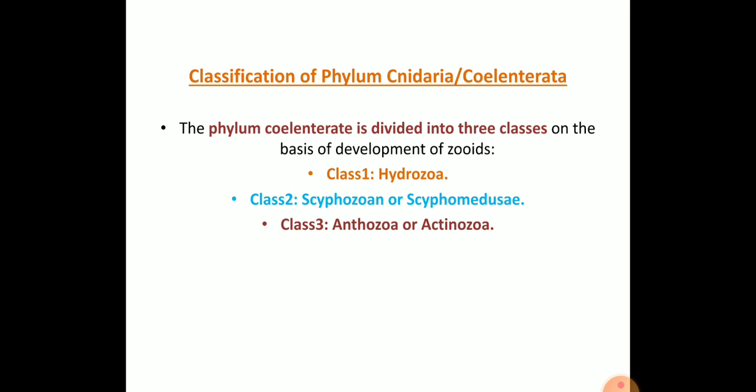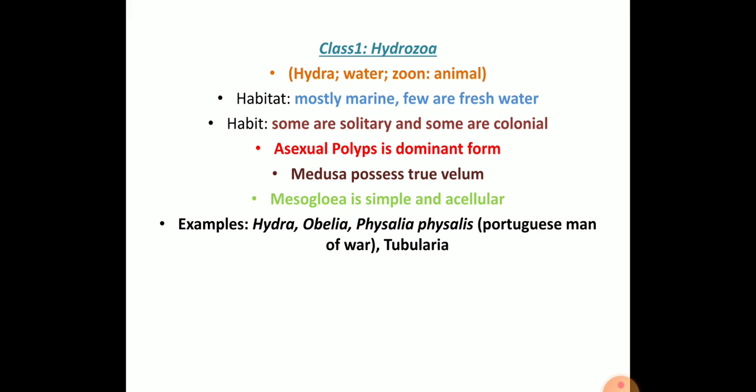Next, coming to the classification of the phylum. The Coelenterate has three important classes: class 1 Hydrozoa, class 2 Scyphozoa, and class 3 Anthozoa. These are the three important classes which come under the phylum Coelenterate. Coming to the first class, Hydrozoa. What are these Hydrozoa? In the name itself, Hydro means water and zoon means animals, the animals which live in water.